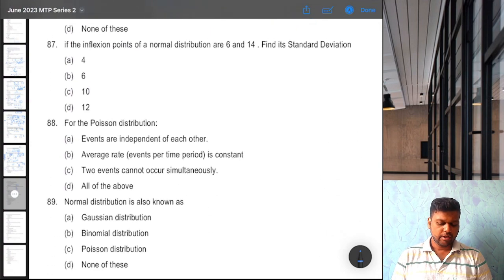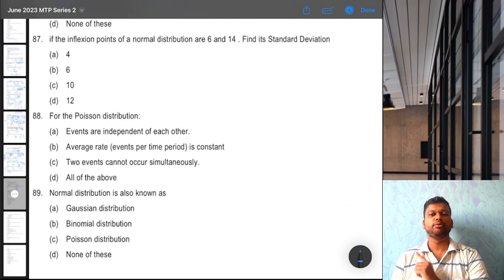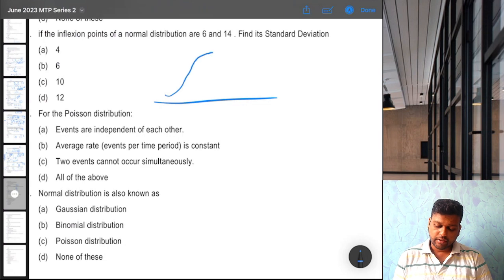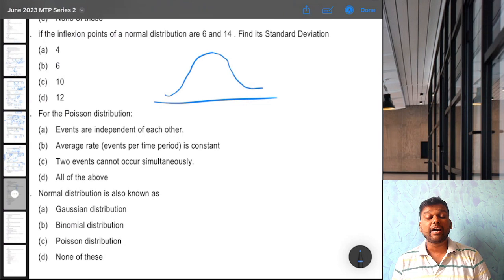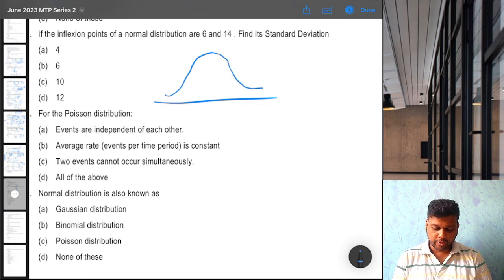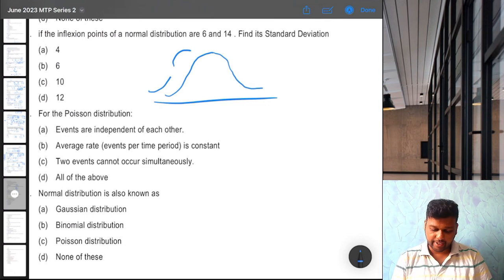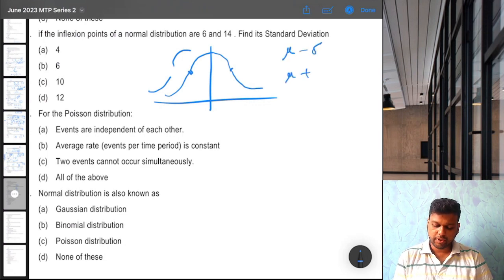Right? If the inflection points of a normal distribution are 6 and 14, find its standard deviation. What are inflection points? Okay, understand this normal distribution curve. Its curvature changes. First, it is going like this, then it is going like this. So concave and convex, it is changing at some point, right? That point is called the point of inflection. Points of inflection on both sides are given by mu minus SD and mu plus SD.